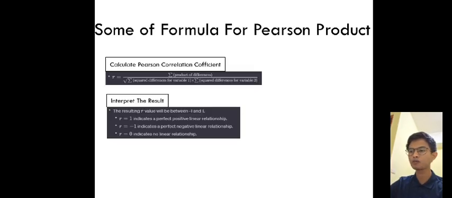So this is the formula to calculate the Pearson product. The first one is to calculate the Pearson correlation coefficient. So this is the formula, and the second one is to interpret the result. This is the formula that we use to get the Pearson product.